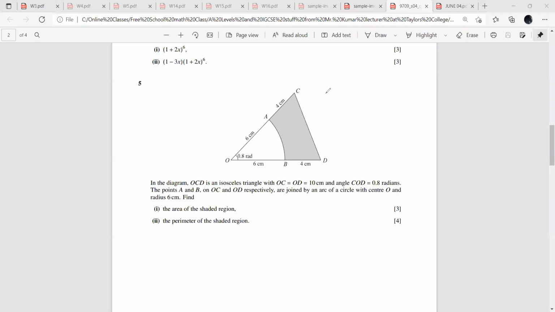Okay, let's begin with question number 5 on this paper. Let's move it to a whiteboard, please.